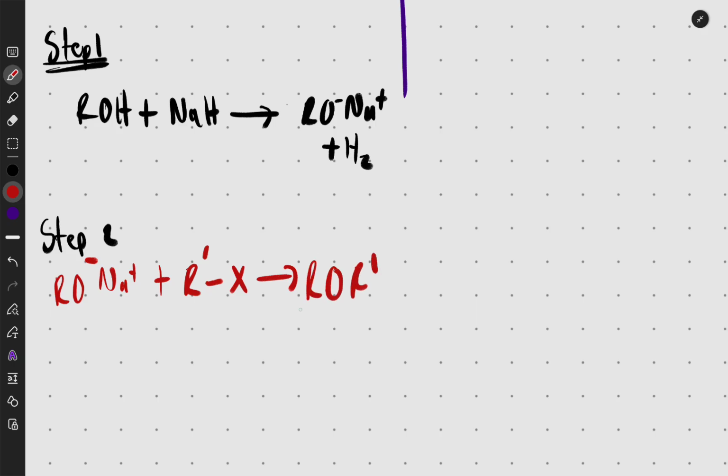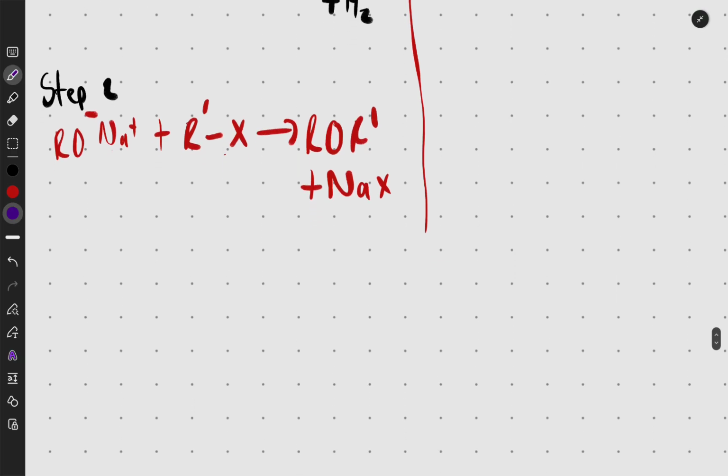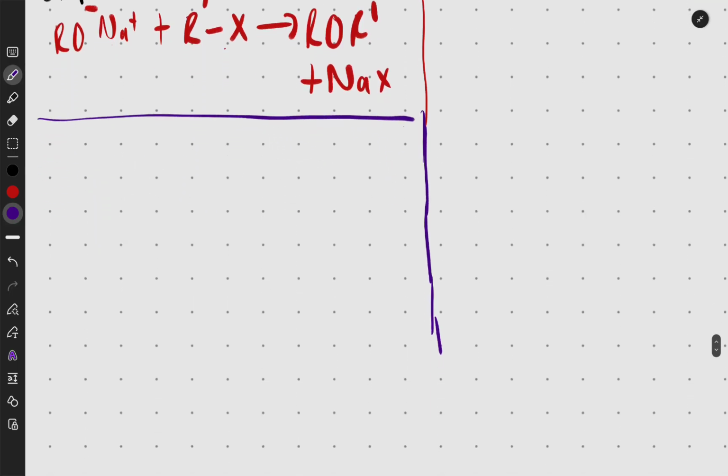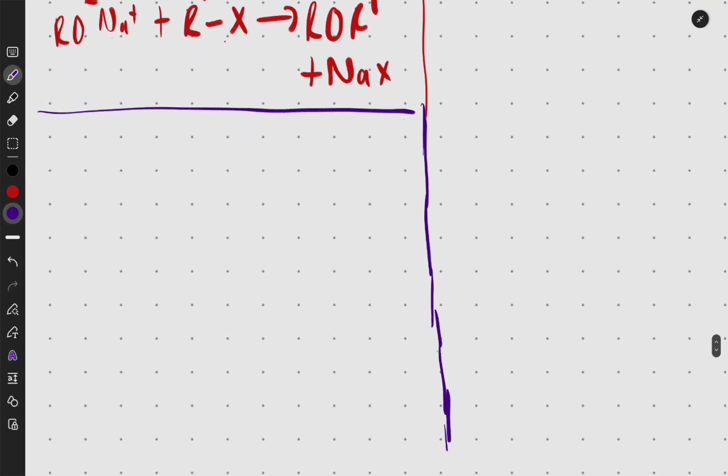And then what happens is you're going to end up having ROR prime. This is your ether. And then we have this Na and the X, so we say plus NaX. That is what happens in Williamson synthesis. We can have Williamson synthesis again for your phenols, okay? It can happen and it will make just an aryl ether. So you can have it like this.